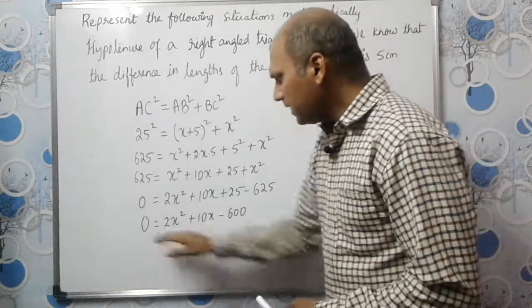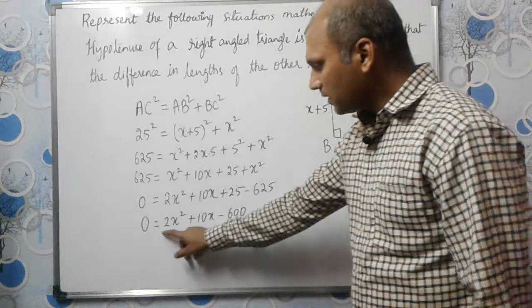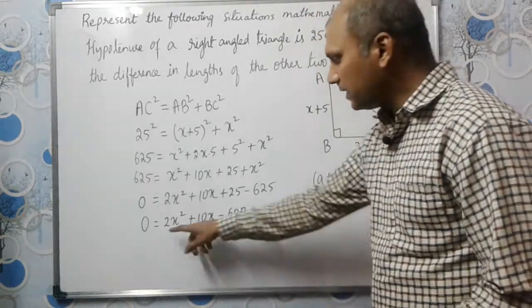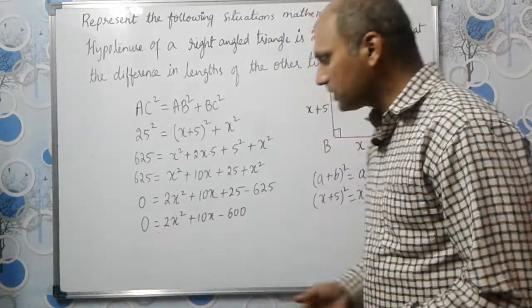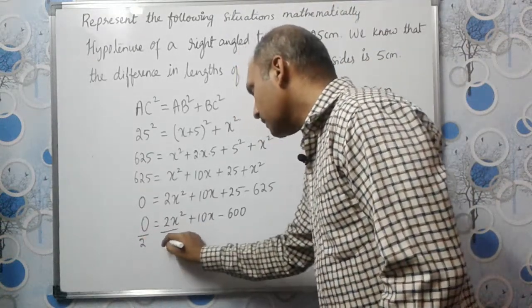Now can we take something common from all these three terms? Observe carefully. Yes, we can take 2 common, or we can divide both sides by 2. So let us do that, dividing both sides by 2.